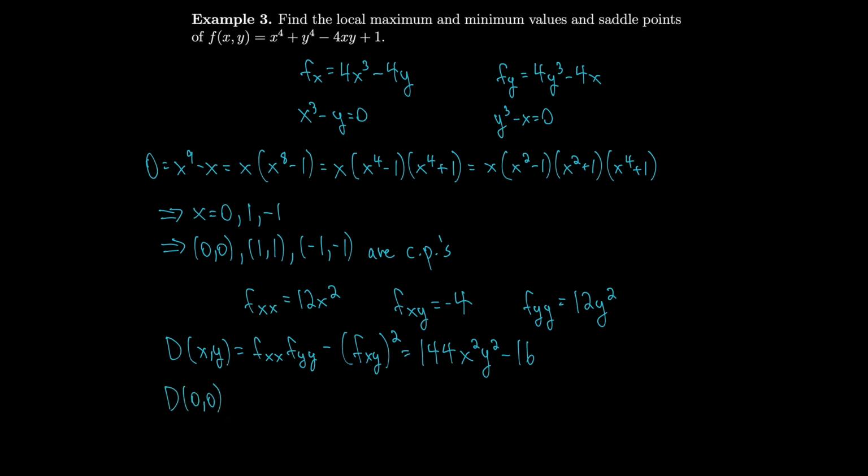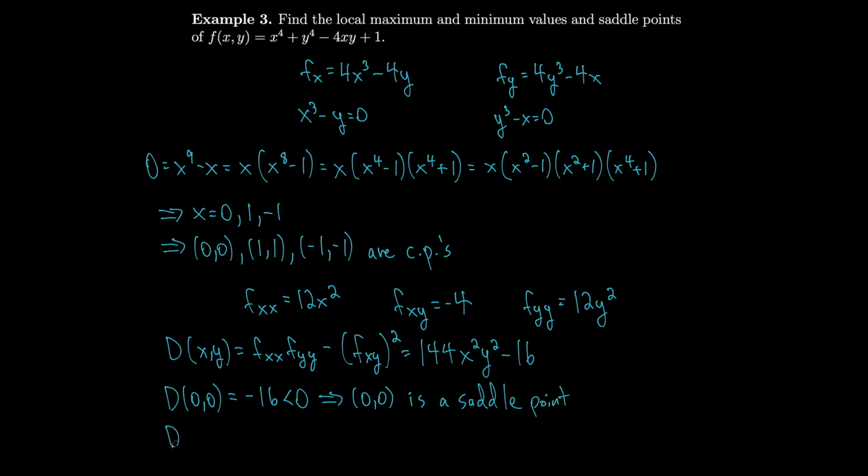So it's 0, 0. If I plug that in, then I get 0 minus 16, so that's minus 16, which is negative. Since it's negative, we're guaranteed that 0, 0 is a saddle point. It's neither a local maximum or minimum.